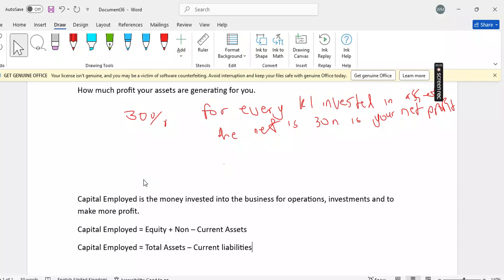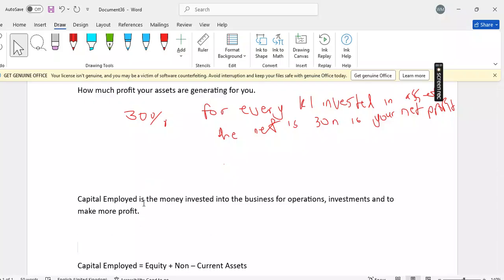First, we have to understand what is capital employed. Capital employed, basically, this is the money invested into the business for operations, to make investments and to make more profit. That is capital employed. How do we get it on the balance sheet?